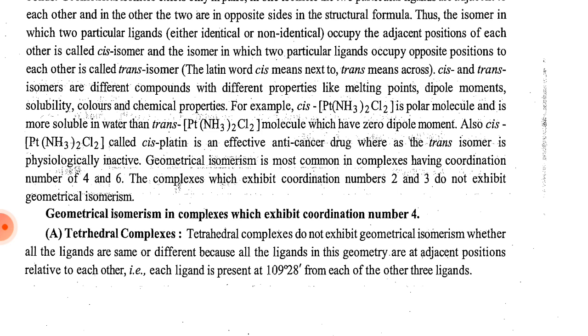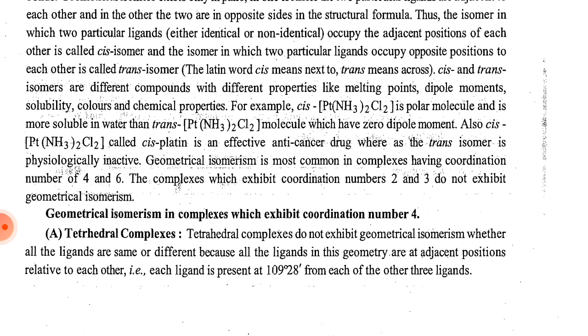The complexes which exhibit coordination number 2 and 3 do not exhibit geometrical isomerism. So geometrical isomerism is very common in coordination numbers 4 and 6, but it does not exist in coordination numbers 2 and 3. We can only observe this kind of geometrical isomerism if the coordination number is 4 or 6. That's it.